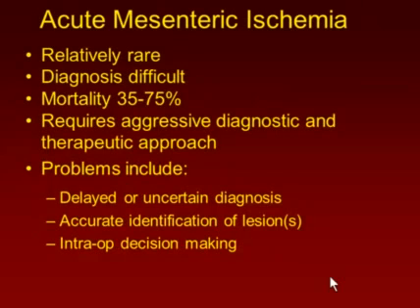Acute mesenteric ischemia is relatively rare. It has a very high mortality. It requires a very rapid, aggressive diagnostic and therapeutic approach before the bowel begins to die. Problems associated with this disease include delayed or uncertain diagnosis that leads to death of the tissue, accurate identification of where the lesions are, and usually intra-op is where decision-making happens.